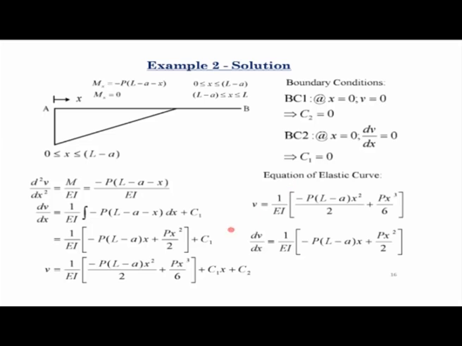If you put the values of the constants of integration, which are 0 here, you get v equal to 1 by EI times minus P(L minus a) x² by 2 plus Px³ by 6. And the slope of the elastic curve is dv/dx equal to 1 by EI times minus P(L minus a)x plus Px² by 2. So this is the equation of the deflection and slope of the beam for x greater than 0 and less than L minus a. So what about the portion of the beam beyond this point, at x equal to L minus a?